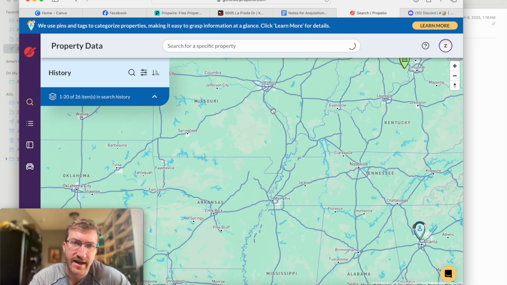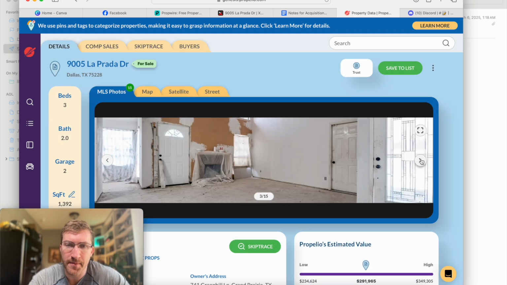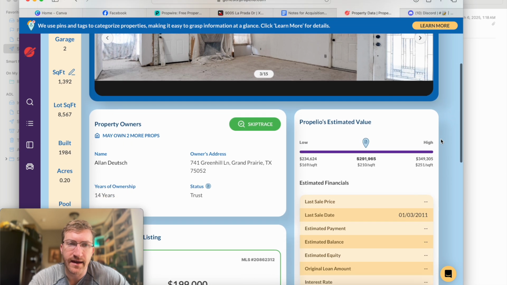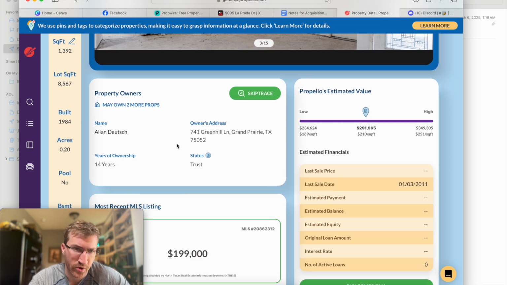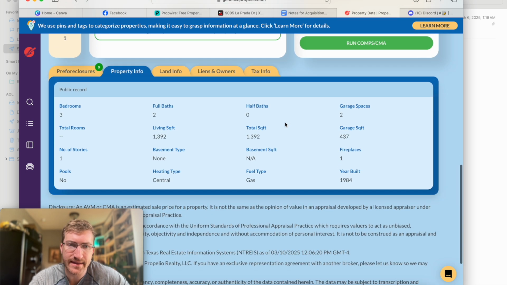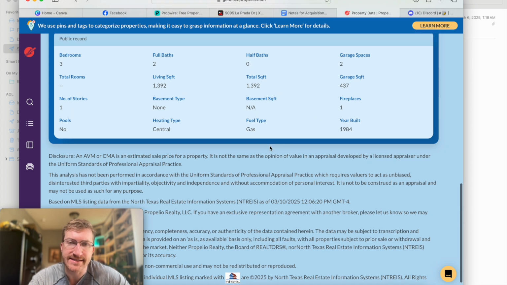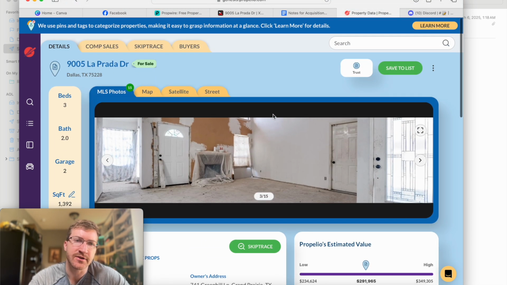9005 La Prada Drive, Dallas, Texas. Scroll on here. Photos, bam, pop up right away. Look at this. Property owner, years owned, that it's in a trust, what it's currently listed on the MLS for, bed and bath count, square footage, story of the property down here below, age of the property, is it gas, central heat and air, does it have a pool? All these questions are answered, but what Propelio is so good at doing is comping sales.